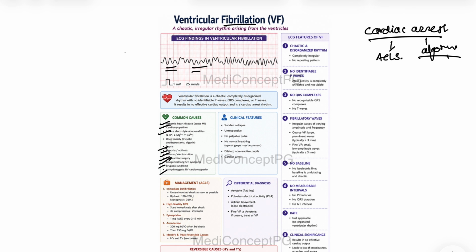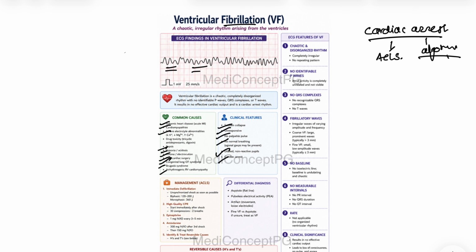What about the clinical features? The patient can present to you with sudden collapse. The patient could be unresponsive, with no palpable pulse, or there is a gasping condition. The patient can even present with dilated non-reactive pupils as well. And as we said, it's a cardiac arrest rhythm, right? So this is a very life-threatening condition.